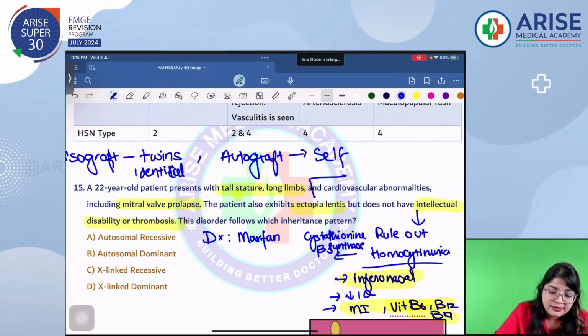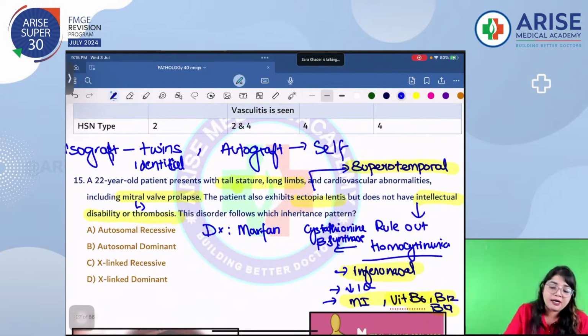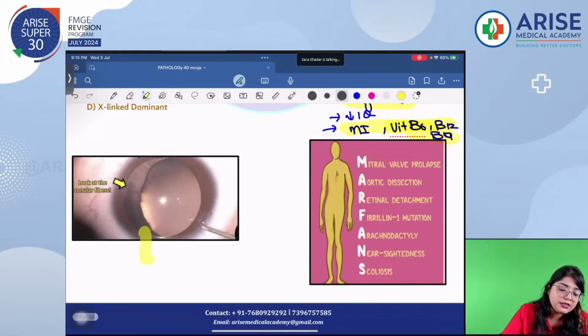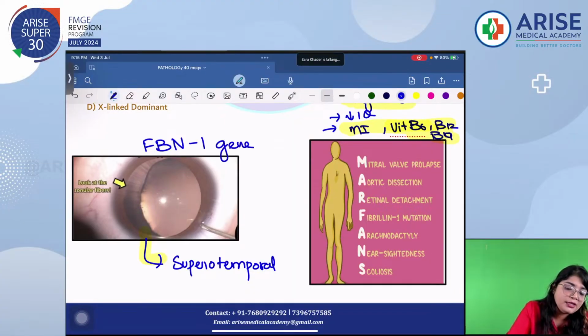What about the ectopia lentis of Marfan's? Remember, it is superotemporal. Very important. Mitral valve prolapse is the most common cardiac manifestation seen in Marfan syndrome. Marfan is an autosomal dominant condition. Again, you can see this is the ectopia lentis and this is superotemporal. What is the gene defect? Fibrillin 1 gene defect.